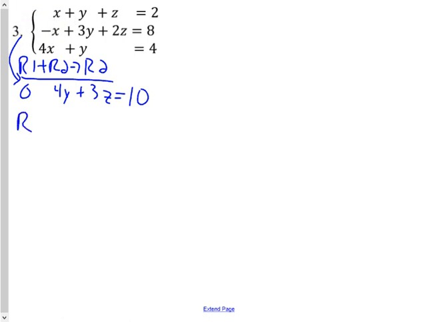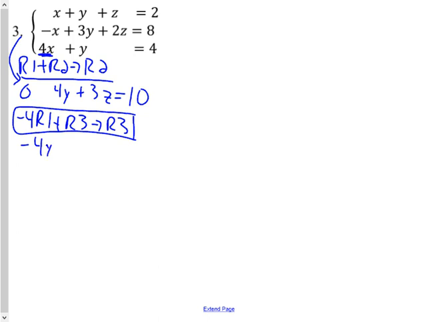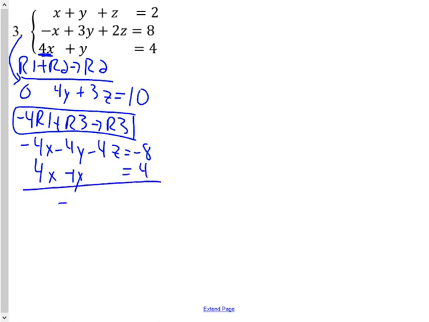This next one, we're going to need opposite of 4x here. So minus 4 times row 1 plus row 3 will give us the new row 3. So minus 4x minus 4y minus 4z is minus 8. Rewriting the third row, 4x plus y is 4. Adding them together, negative 3y minus 4z is 8, is negative 4, is what I've got.